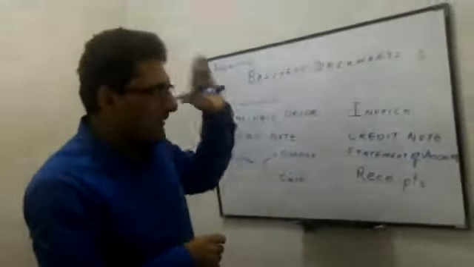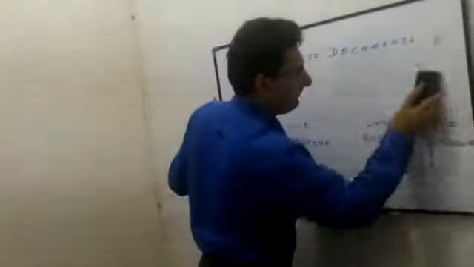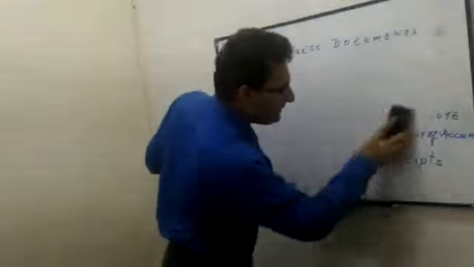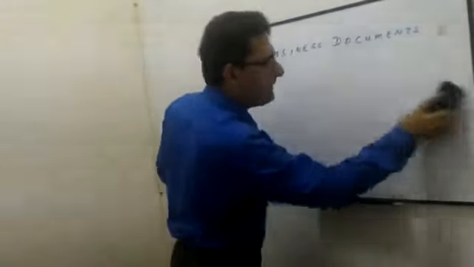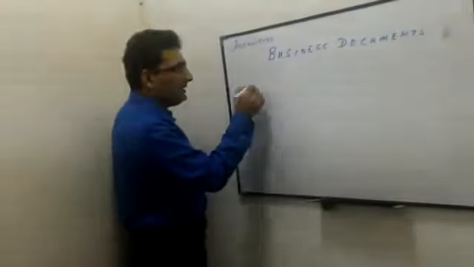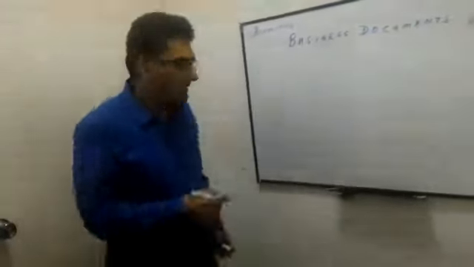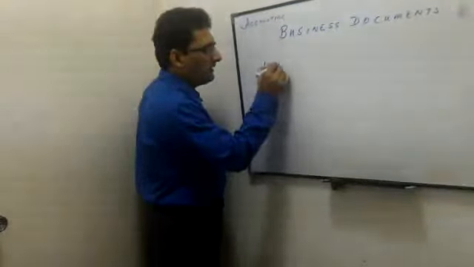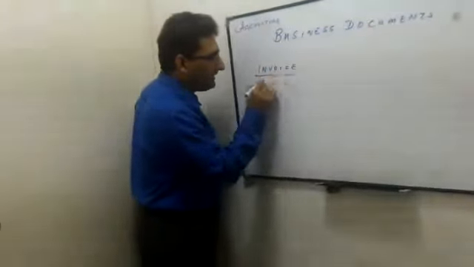So these are the documents you actually need in any business. From the supplier side, you need the invoice, credit note, statement of account and receipts. From the customer side, you need the purchase order, debit note and the payment as cash and check. So now we are going to start the template of the invoice.